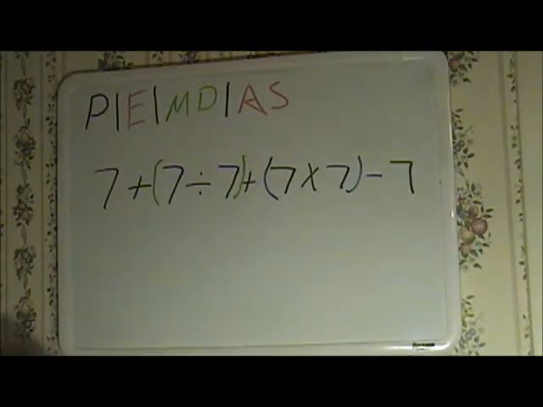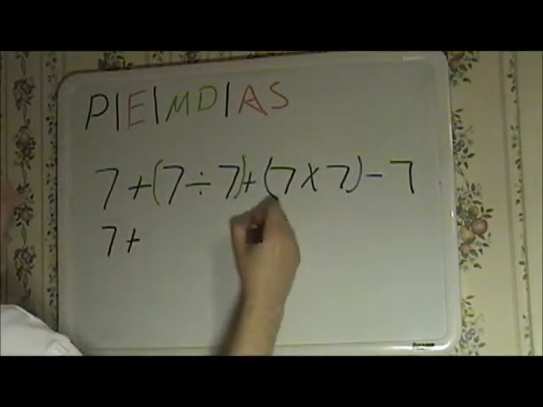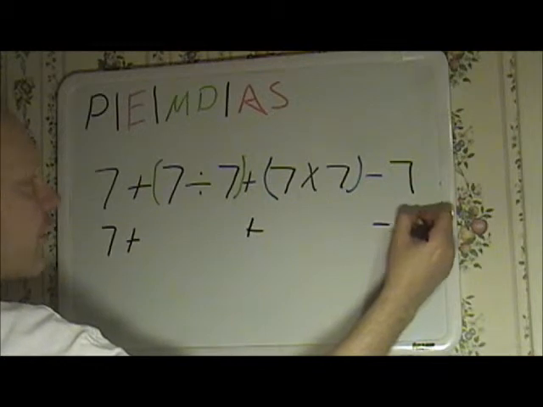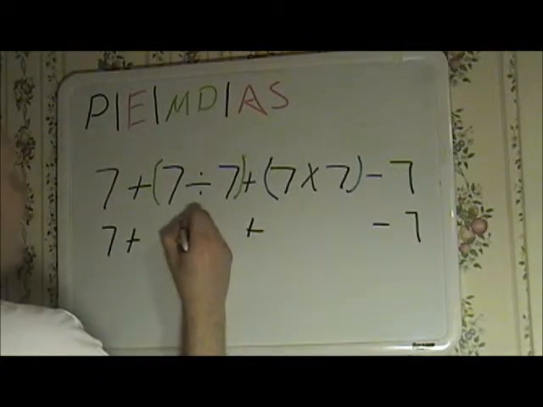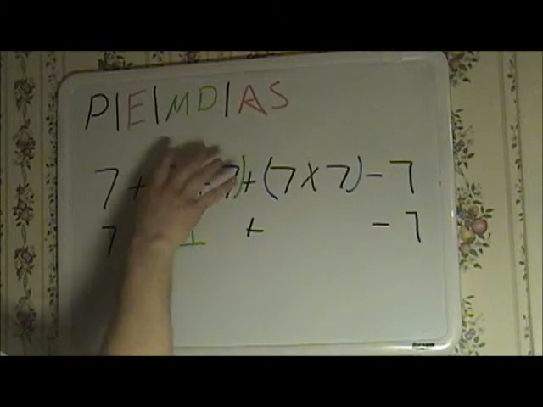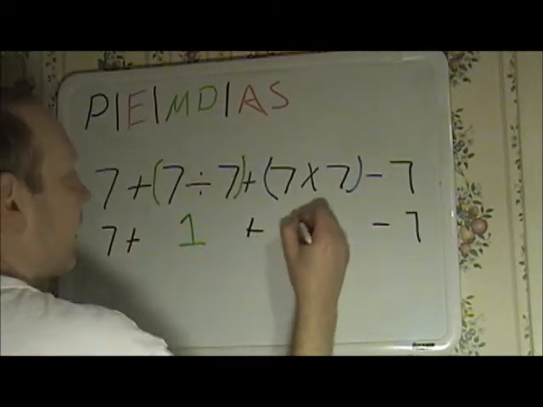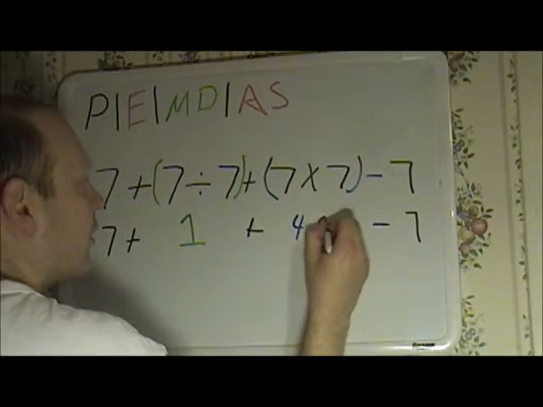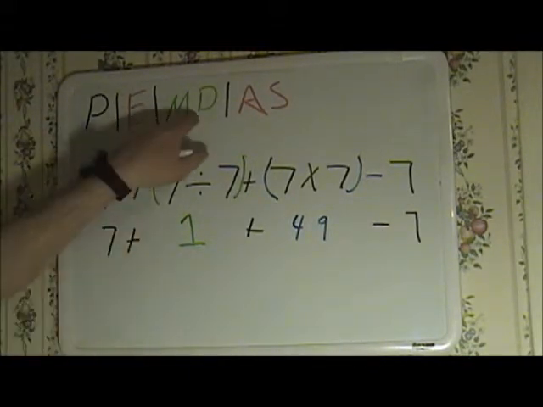So let's rewrite the problem with our first operations done. I'm going to go ahead and insert all the stuff that's not having anything done to it. Okay, so 7 divided by 7 is 1. So we put 1 in for this because the two are equal. 7 times 7 is 49. So we put 49 in there. So now we performed this level of our operations.